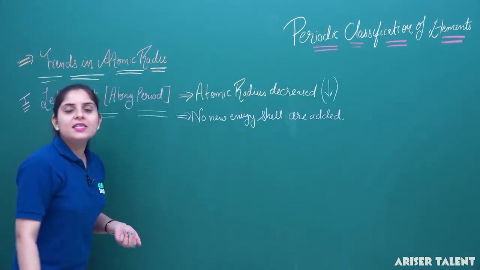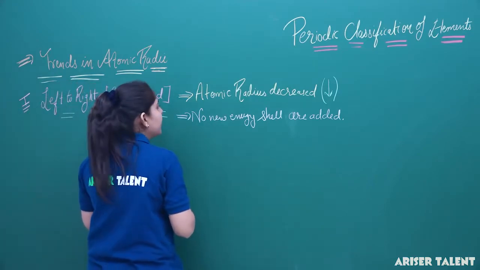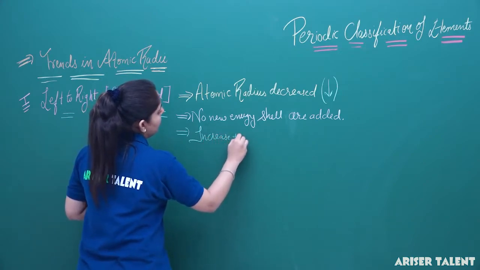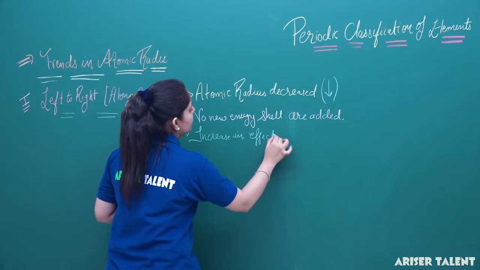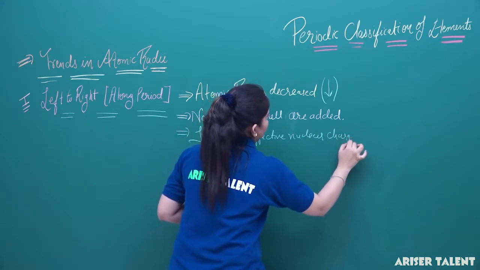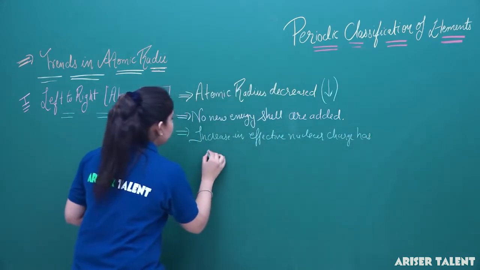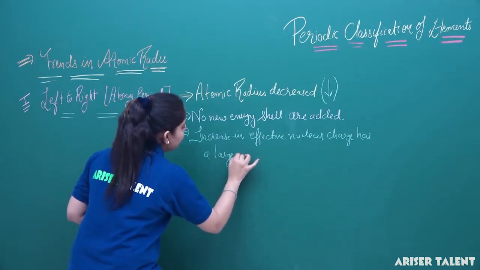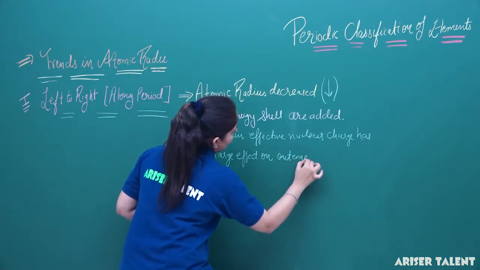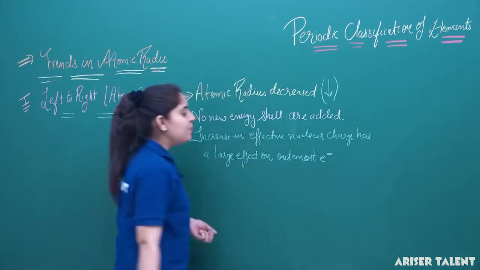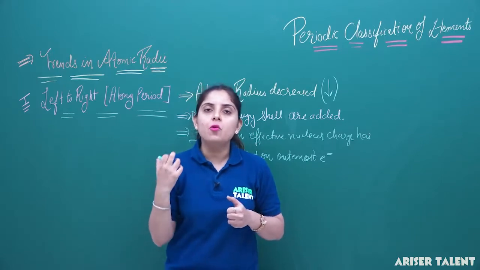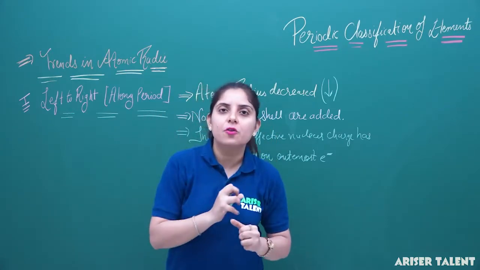Secondly, if no new energy shells are added, the increase in the effective nuclear charge has a large effect on the outermost electrons. If it has a large effect on the outermost electrons, it will exert a force on the electrons, and this force of attraction leads to the contraction in the size of the atom.